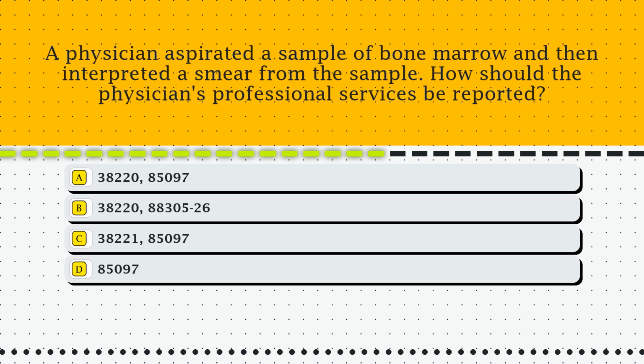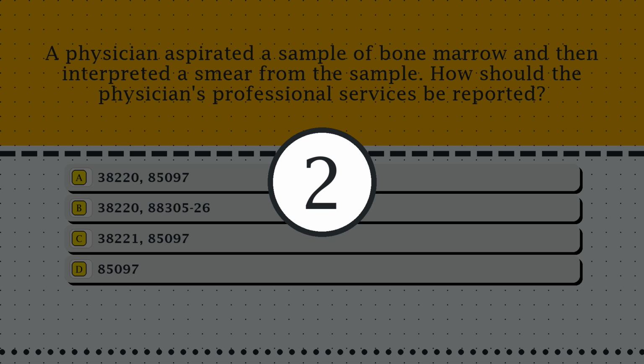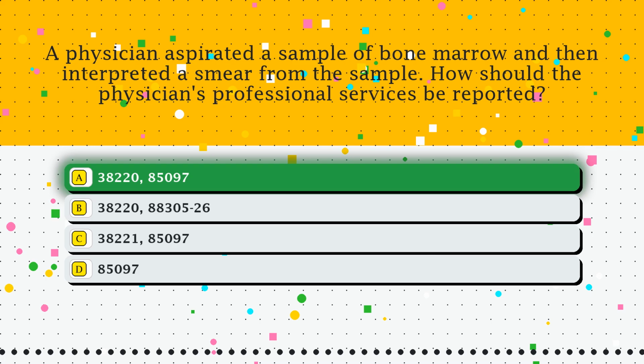Option A: 38220, 85097. Option B: 38220, 88305-26. Option C: 38221, 85097. Option D: 85097. The correct answer is option A: 38220, 85097.